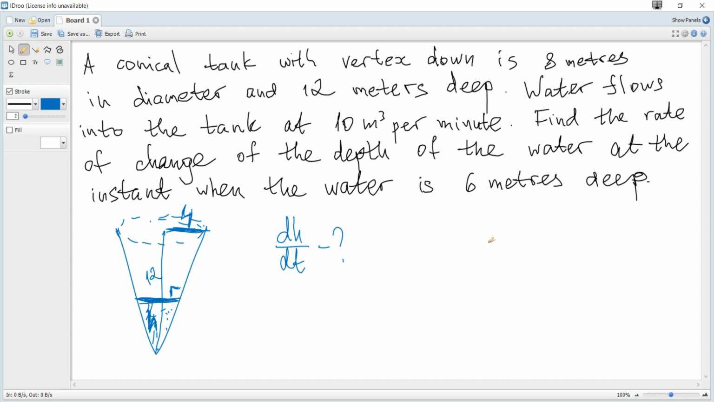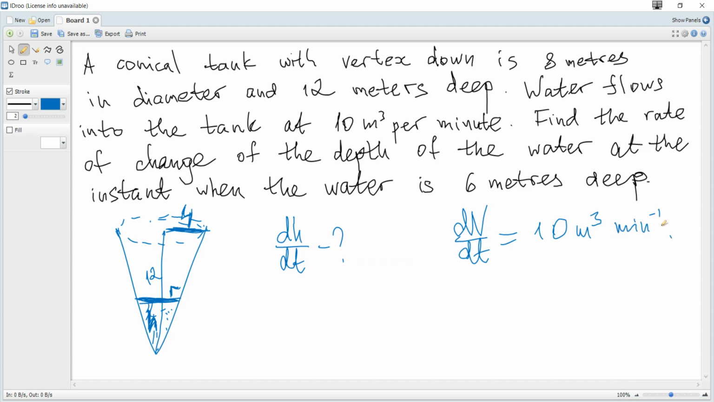So it's required, and what is given? 10 meters cubed per minute. It's rate of change of what? Of meters cubed is unit of what? Of volume. So it is given dV over dt, rate of change of the volume. And if it's increasing, it's plus, decreasing minus, so it's actually plus 10 meters cubed per minute.